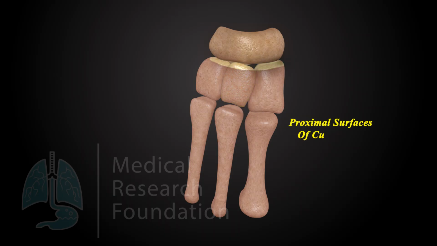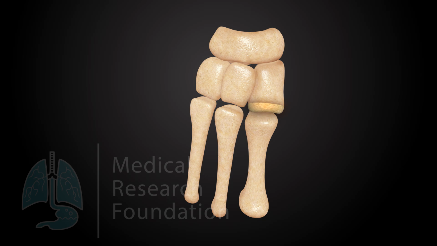Proximal surfaces of cuneiforms articulate with the navicular bone. Distal surface of medial cuneiform articulates with the base of first metatarsal. Distal surface of intermediate cuneiform articulates with the base of second metatarsal. Distal surface of lateral cuneiform articulates with the base of third metatarsal.